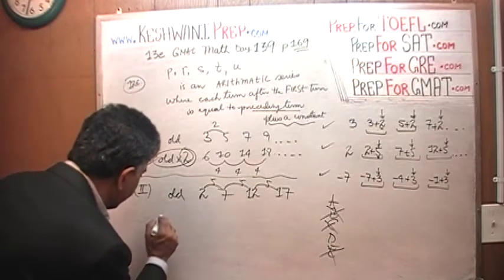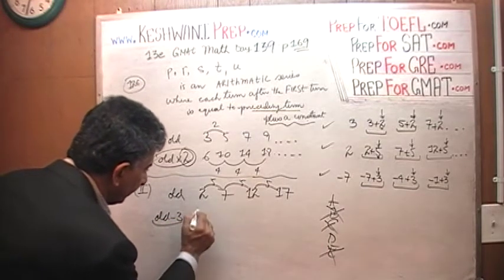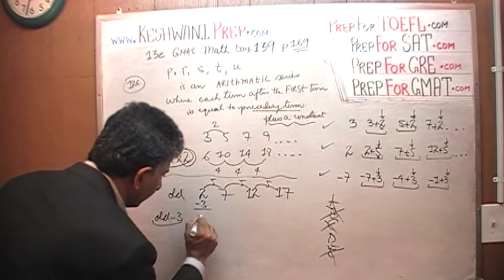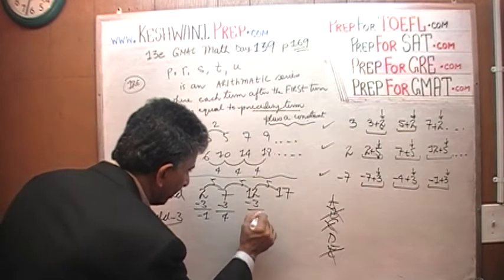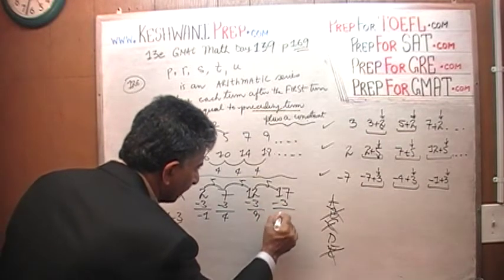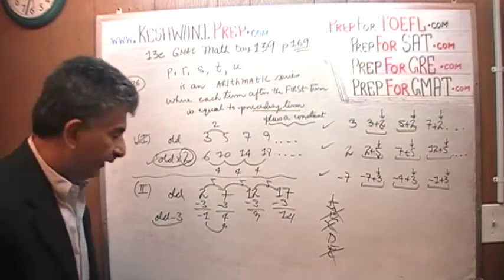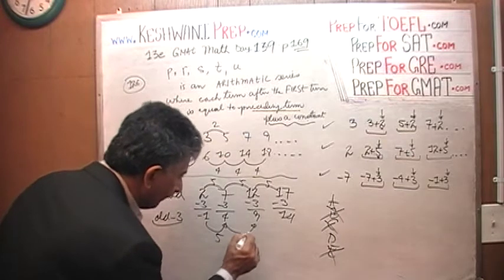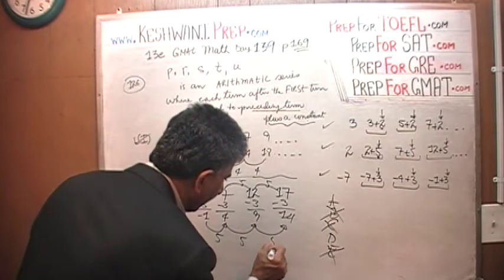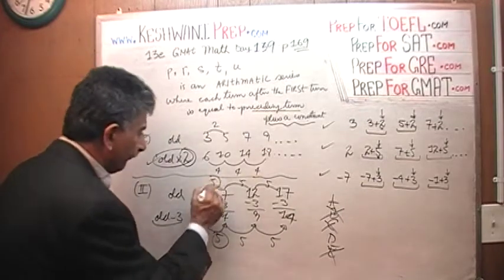So let's subtract from it. So it's old minus 3. So 2 minus 3 becomes negative 1. 7 minus 3 becomes 4. 12 minus 3 becomes 9. And 17 minus 3 becomes 14. Let's see the difference. The difference between negative 1 and 4 is still 5. 4 and 9, the difference is 5. And the difference is 5 again. This is a 14.